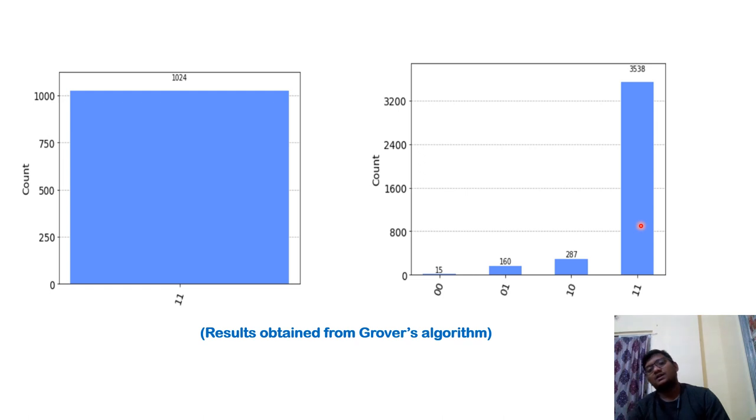In this way, we can find any item inside an unstructured database, any part or any number, very easily using Grover's algorithm in a very small amount of time, because it has a complexity of root over N. Here we found the answer in just one shot, with four states. In classical computing, in the worst case, it goes up to four steps, but in quantum computing we found it in just one step. This is a fantastic algorithm, and it laid the foundation of quantum computation that is going around now.